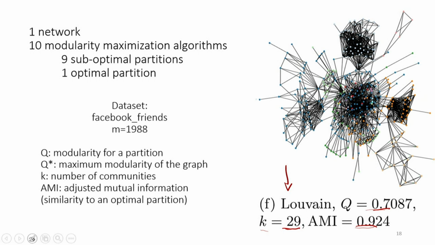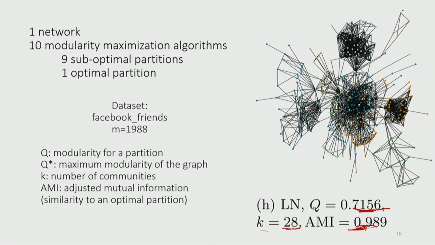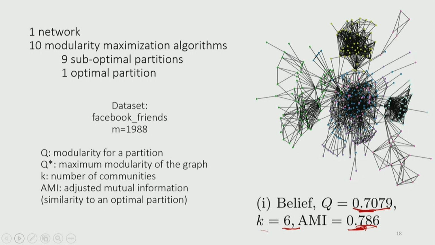Then the Louvain algorithm is named after the city of Louvain in Belgium. Again, it gives you a suboptimal partition. The Paris algorithm, named after Paris, gives you a partition with a modularity equal to this. This is another algorithm, Leicht-Newman, from those 2 people. Again, it's pretty good. Then the belief algorithm, belief propagation. And you can see that this is also suboptimal. It gives you 6 partitions.